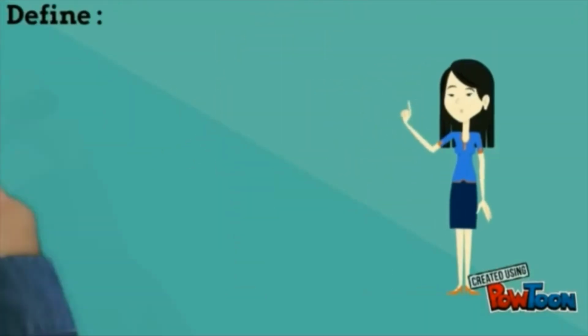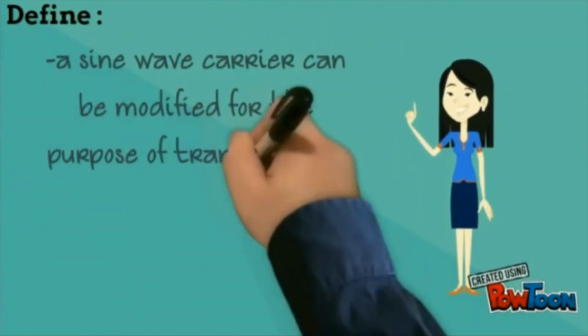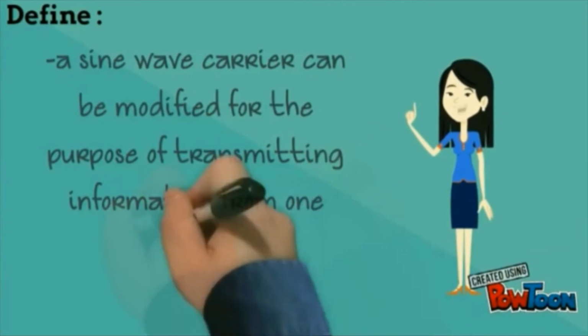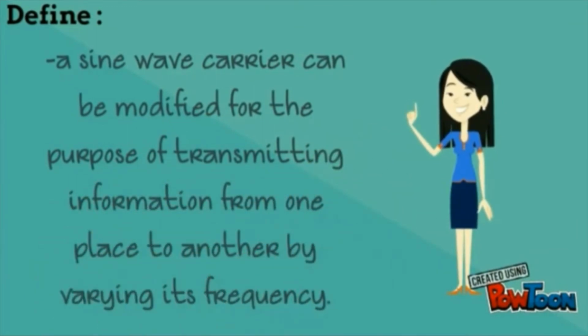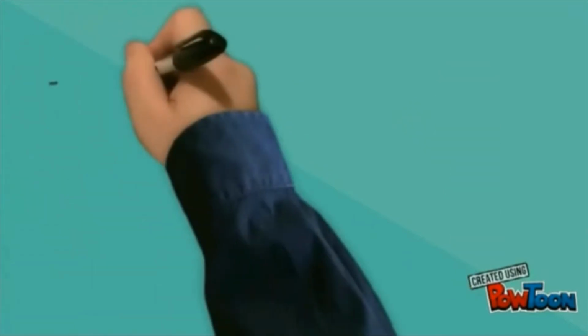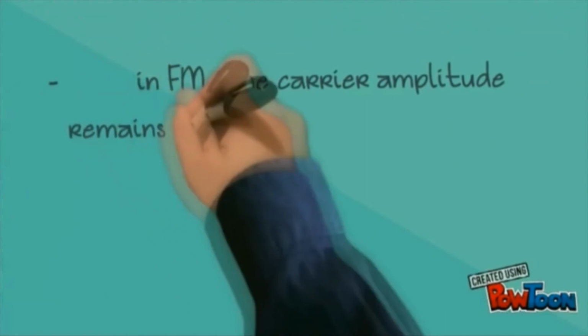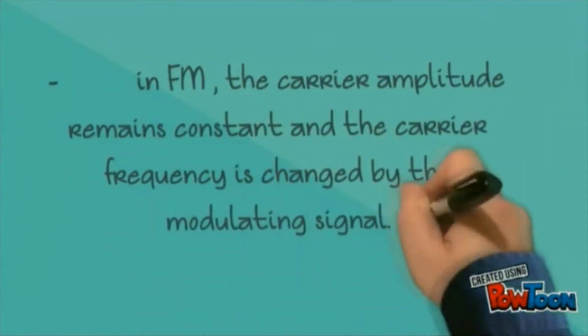Frequency modulation is defined as a sine wave carrier that can be modified for the purpose of transmitting information from one place to another by varying its frequency. In frequency modulation, the carrier amplitude remains constant and the carrier frequency is changed by the modulating signal.